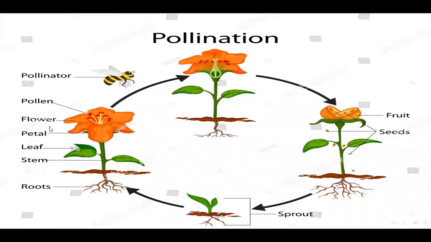Here you see again, this is called pollen, this is a flower, this one is called petal, that one called sepal, stem, root, and this bee or butterfly is called pollinator.